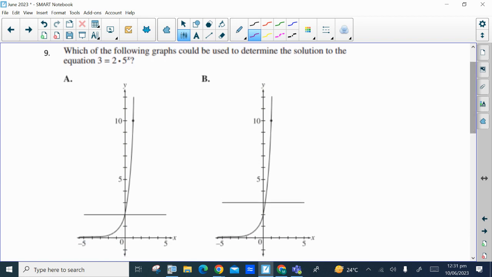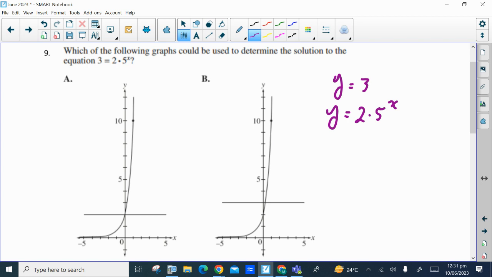Which of the following graphs could be used to determine the solution to the equation where 3 equals 2 times 5 to the x? To solve an equation graphically like this, where you have numbers on both sides of the equals, normally we write two equations. Y equals 3, which is the left side of the equation. The second equation would be y equals 2 times 5 to the x, which is the right side.